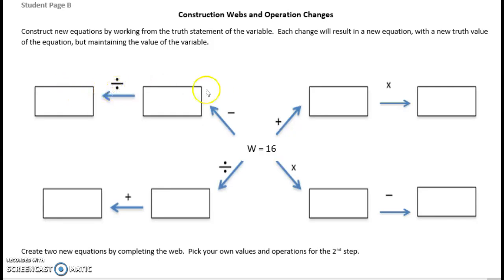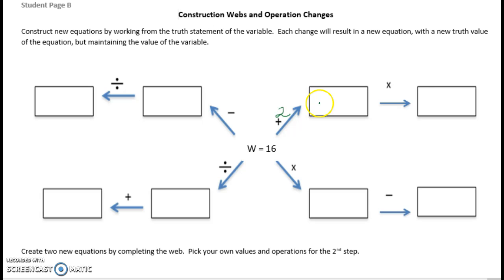In this part of the lesson, we're going to talk about constructing equations based on an original truth value. So if we know that w equals 16 is the truth value of this variable, we want to begin by constructing an equivalent equation, an expression on each side, if we add something. So let's suppose we have a number and we want to add 2. In the event that we're going to add 2, maintaining the truth value that w will always equal 16, we have to fill in this box indicating what that would be based on this idea of adding 2.